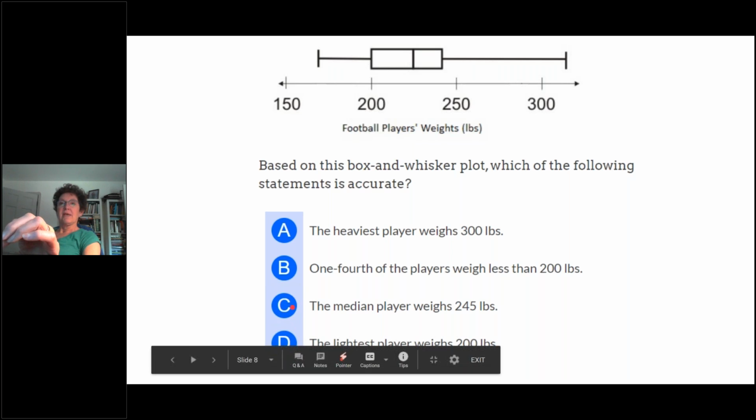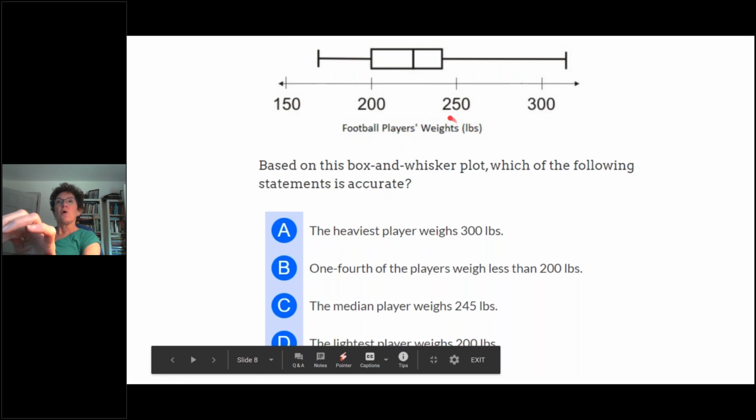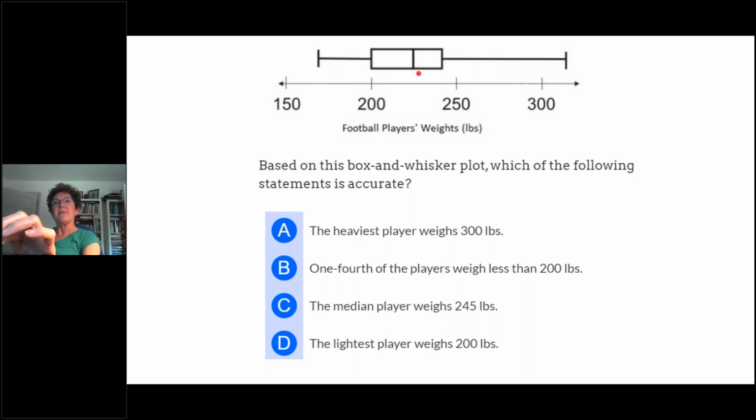Let's keep going though, just in case they're trying to trick us here. Maybe there's more than one true statement. The median player weighs 245 pounds. So remember, here's the median, the middle. It doesn't give us exactly what that number is. But if I'm looking at this, it looks like that's halfway between 200 and 250. So that means that my median is closer to 225.